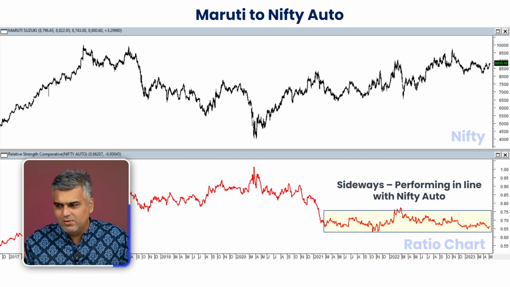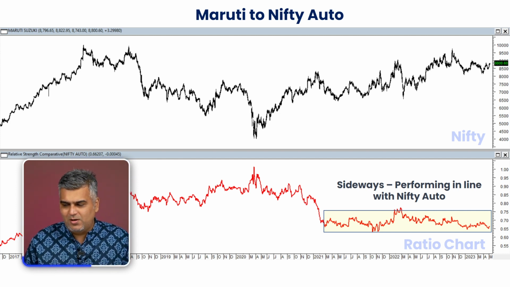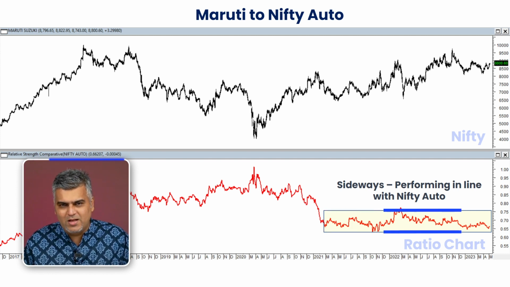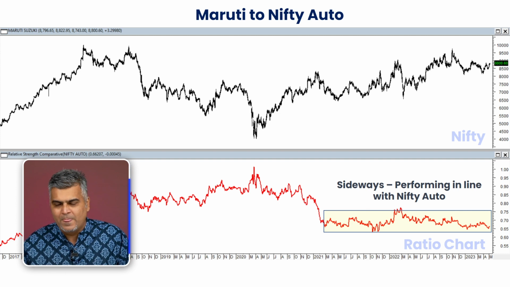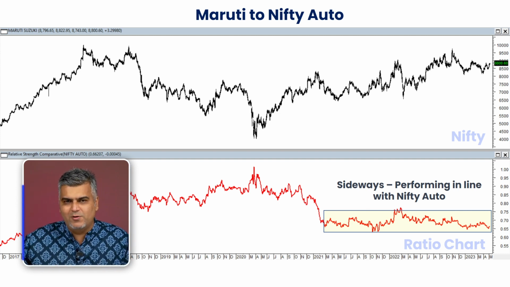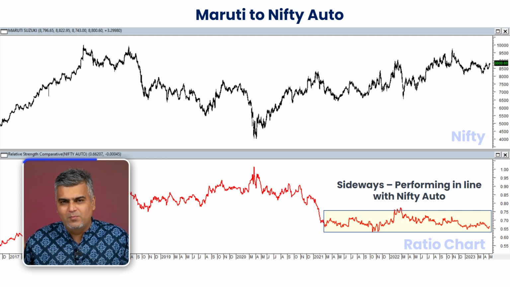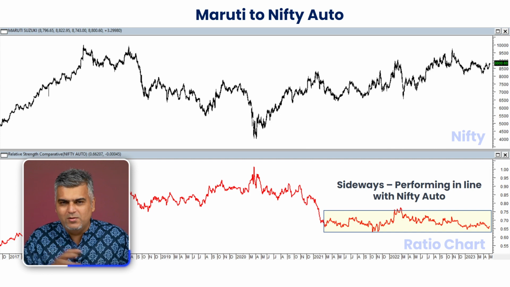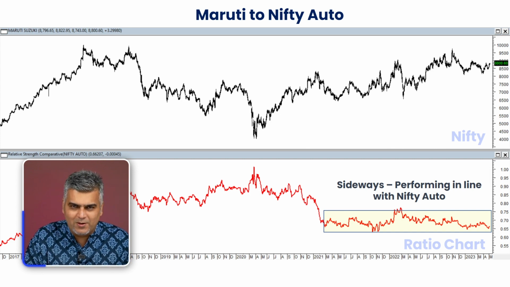What do you notice? When you take the Maruti chart along with the ratio chart, the ratio chart is sideways, which tells you that Maruti has been underperforming. Now consider sometime in the future this ratio chart breaks out along with a price breakout. What would it indicate? Maruti is now going to become an outperformer. Till that point of time, do you want to be in Maruti, or in the last 1 year would there have been a better place to be?